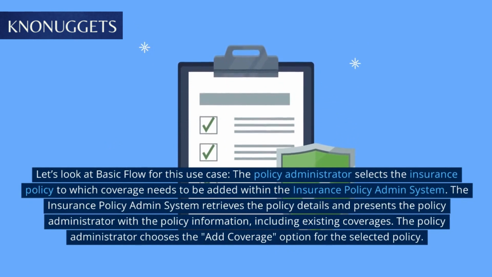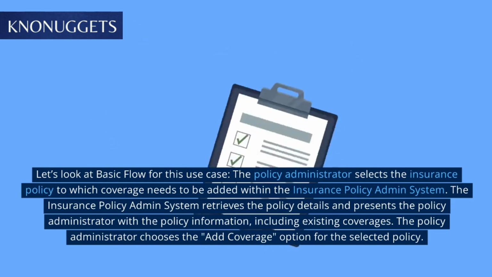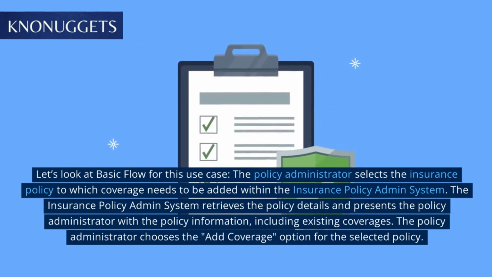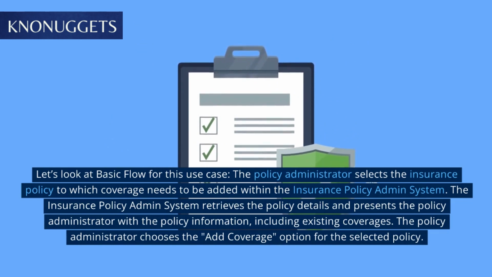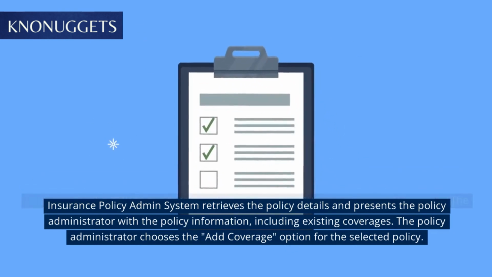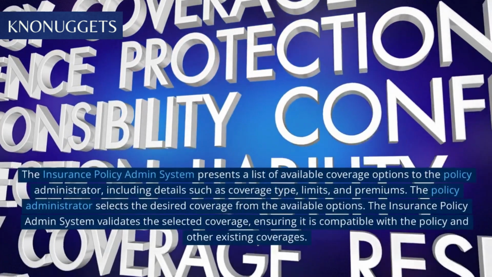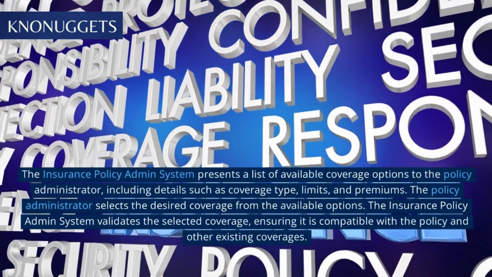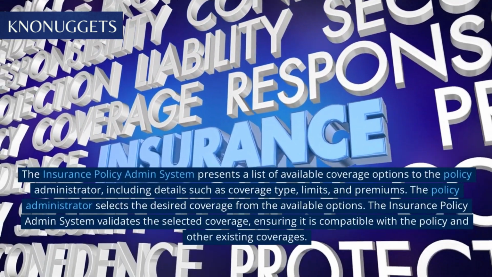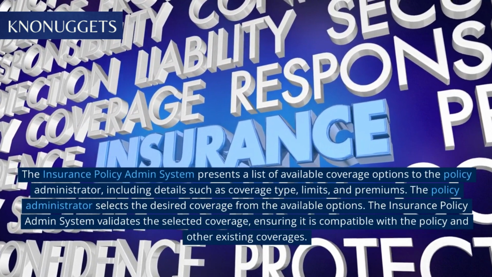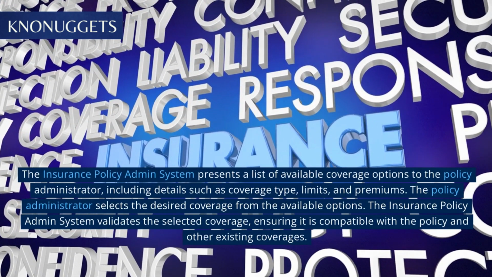The policy administrator selects the insurance policy to which coverage needs to be added within the insurance policy admin system. The insurance policy admin system retrieves the policy details and presents the policy administrator with the policy information, including existing coverages. The policy administrator chooses the Add Coverage option for the selected policy. The system presents a list of available coverage options, including details such as coverage type, limits, and premiums.